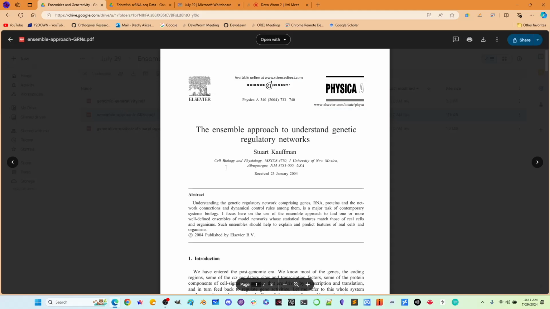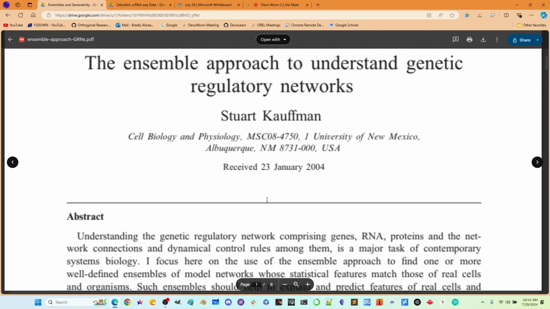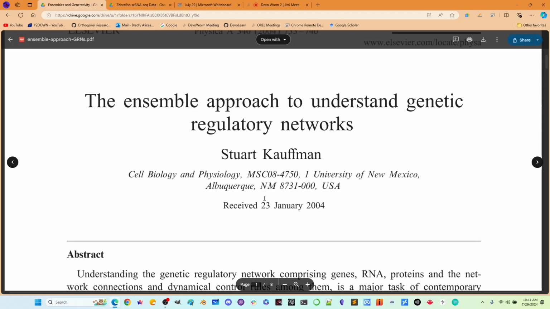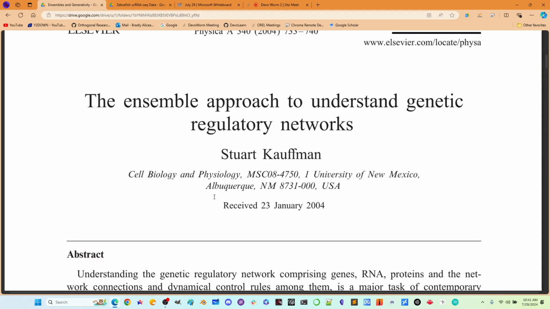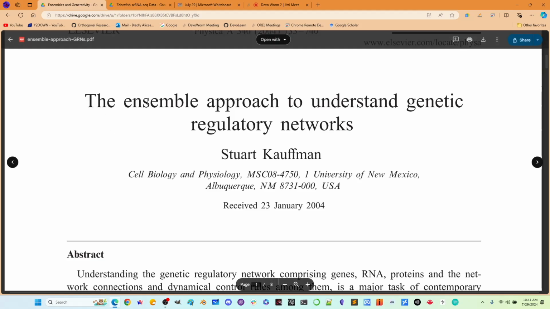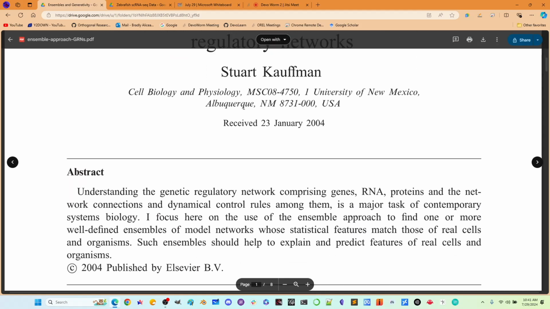Finally, we have this paper from Stuart Kauffman in Physica A. The title of this paper is The Ensemble Approach to Understand Genetic Regulatory Networks. They don't get into regulatory networks too much in the last two papers, although in the first paper, I think that's the direction they're going. This talks about understanding genetic regulatory networks, which are often kind of opaque in terms of how they map to actual biological systems. But what Stuart is going to do here is give us an ensemble approach to this.